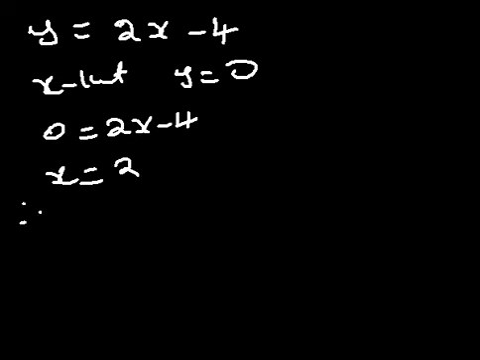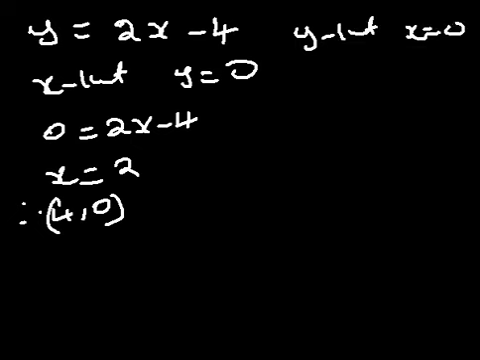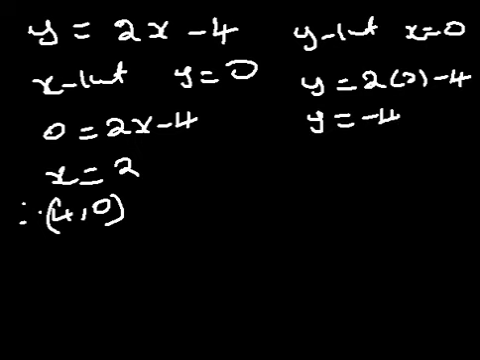Therefore, we have the point being given as 2, 0. Of course, this is the x-intercept. And how about the y-intercept? On the y-intercept, we have x equal to 0. So we'll have y equal to 2 times 0 minus 4, of which y will be given as negative 4. As a point, we have it as 0, negative 4.